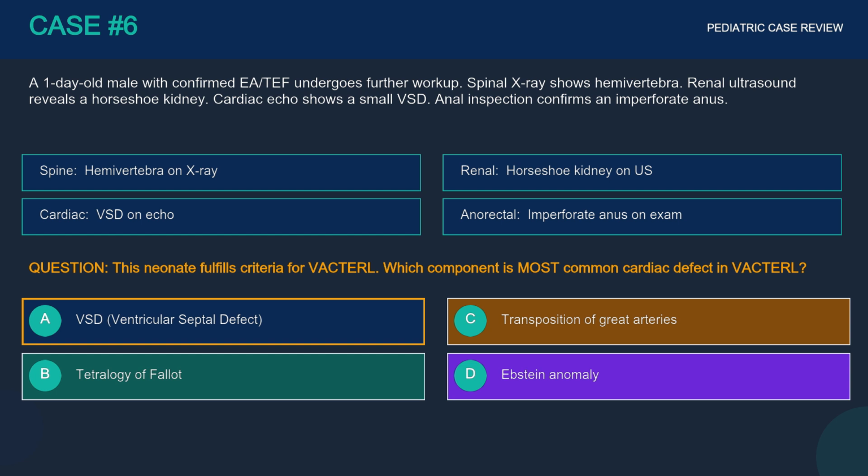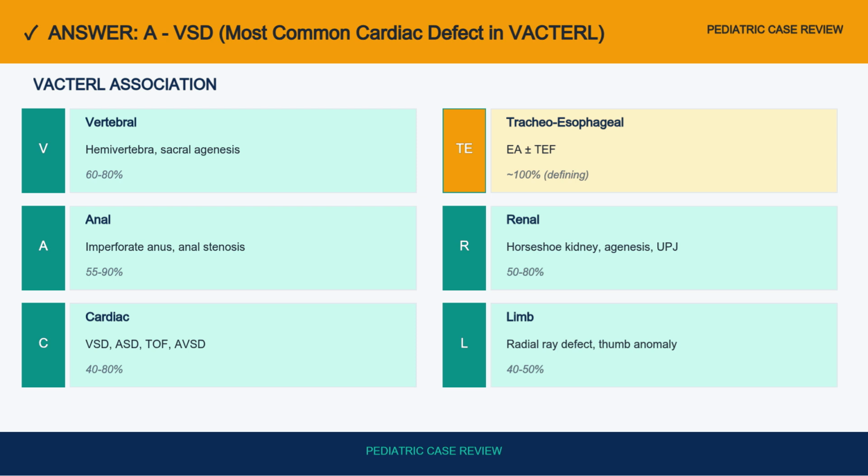Option A, ventricular septal defect. Option B, transposition of the great arteries. Option C, tetralogy of Fallot. Option D, Ebstein anomaly. The correct answer is option A, the ventricular septal defect, which is the most common cardiac anomaly in VACTERL association. VACTERL stands for vertebral, anorectal, cardiac, tracheoesophageal, renal, and limb anomalies.